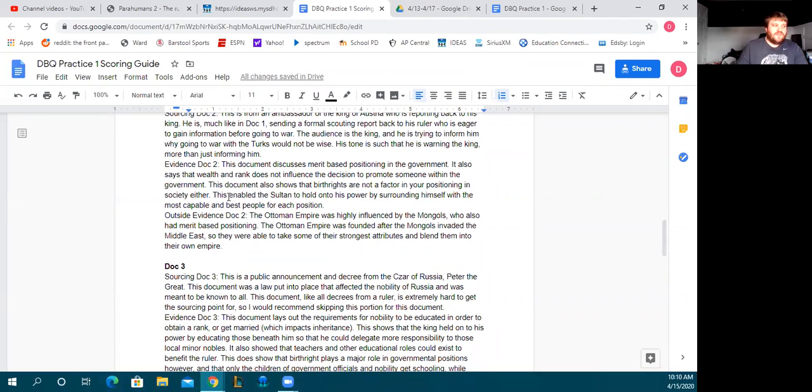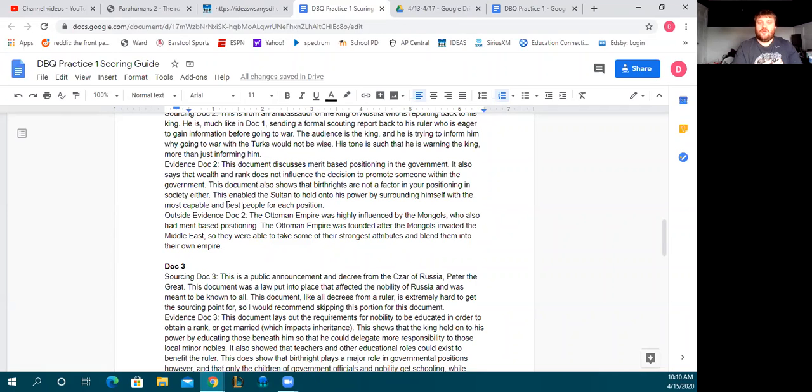For document 2, in terms of evidence, this document discusses merit-based positioning within the government. It also says that wealth and rank do not influence the decision to promote someone within the government. This document shows that birthrights are not a factor in your positioning in society either. This enables the Sultan to hold on to his power by surrounding himself with the most capable and best people for each position. It has nothing to do with their social status or what family they come from, right?